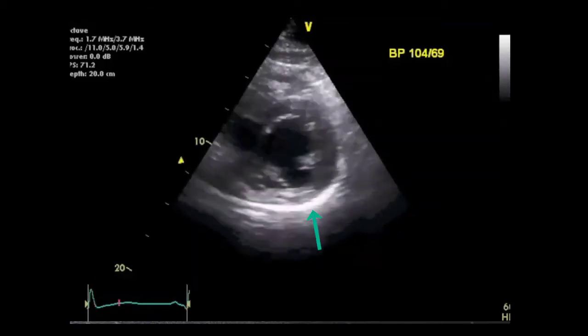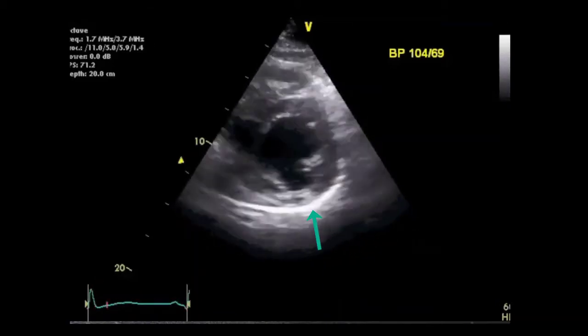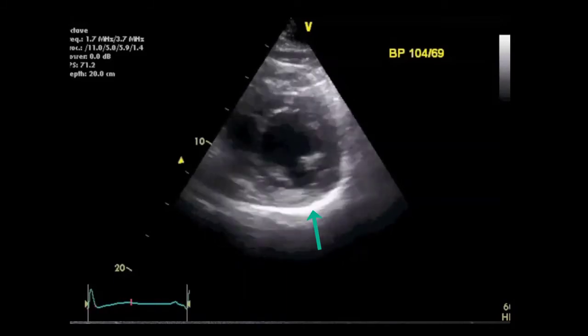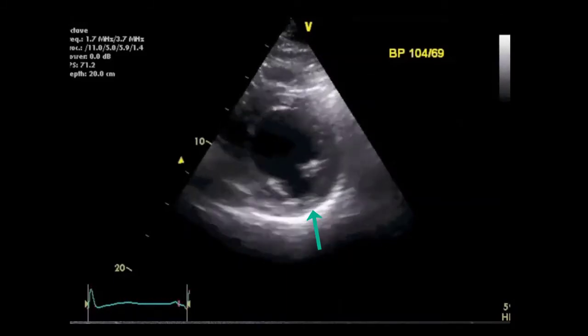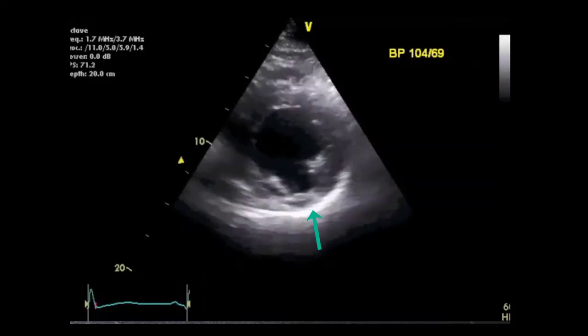Look at the thickening of the LV walls. The inferior LV wall does not thicken and move as much as the other LV walls. This is an example of RWMA of the inferior LV wall.